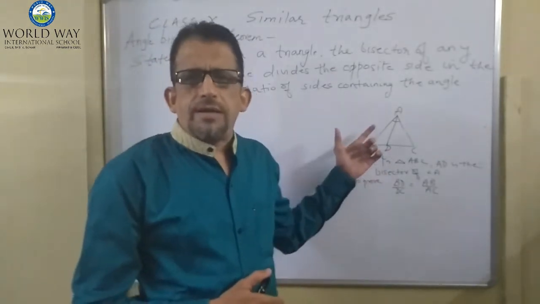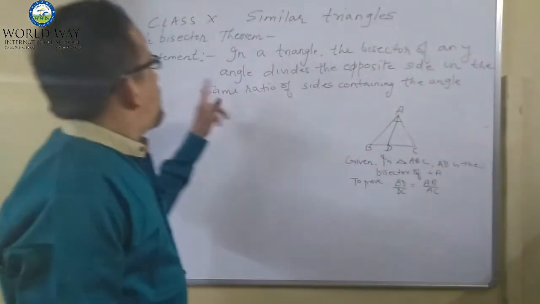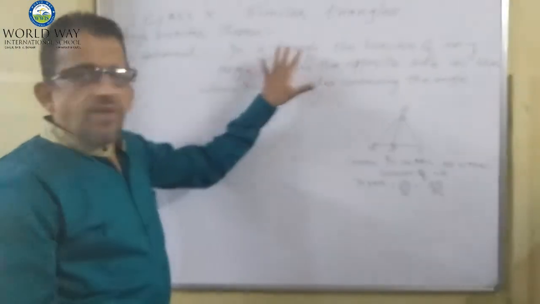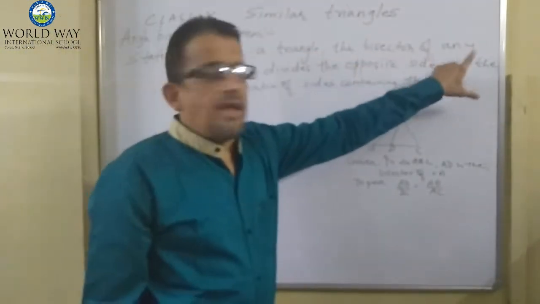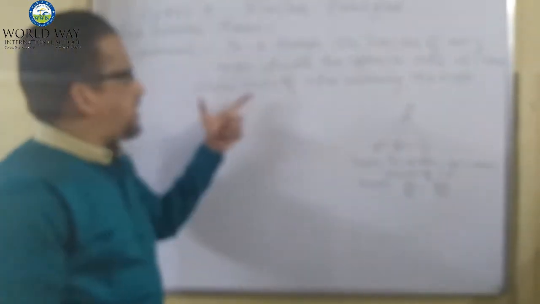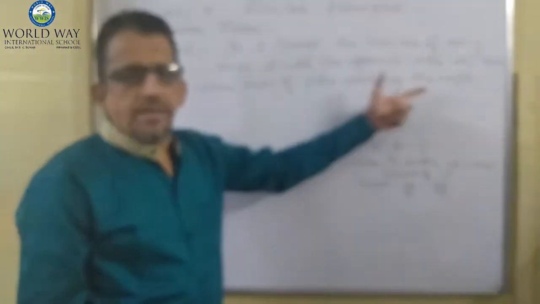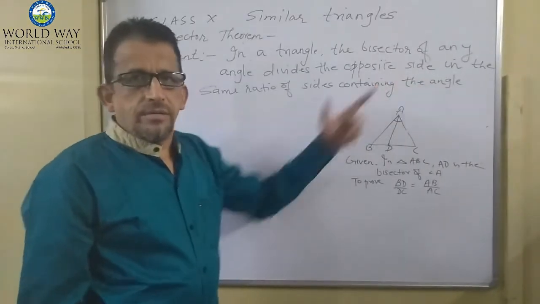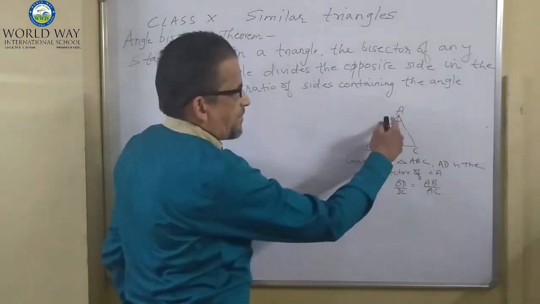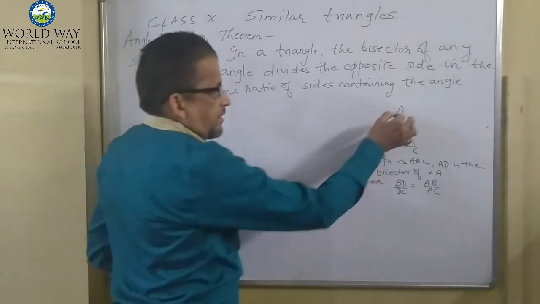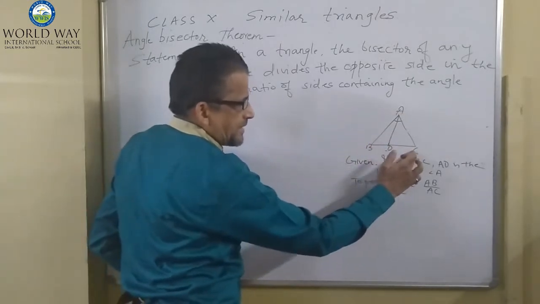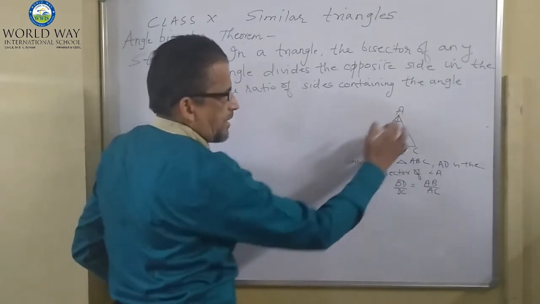First of all, let us study the statement. The statement of the angle bisector theorem is: in a triangle, the bisector of any angle divides the opposite side in the same ratio as the sides containing the angle. Look at this. Suppose this is a triangle ABC and AD is the bisector of angle A. So AD divides the opposite side. That means BD upon DC is equal to AB upon AC.